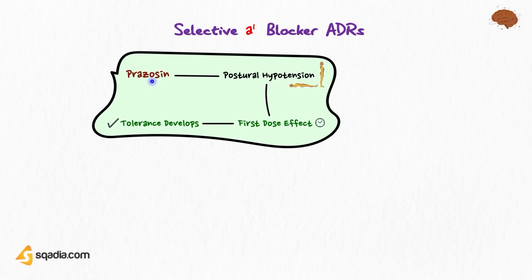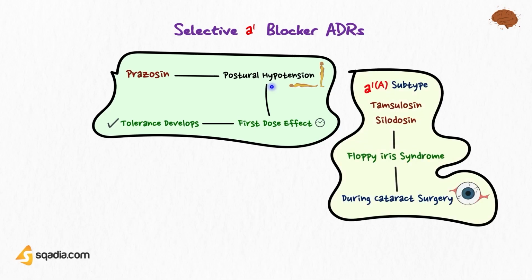Now, prazosin causes postural hypotension, which we already discussed, due to alpha-1 receptor blockade. Within the first few doses, it causes postural hypotension, also known as the first dose effect. But if we use prazosin or terazosin continuously, tolerance develops and postural hypotension doesn't occur. To prevent postural hypotension, as we already discussed, we use the alpha-1A subtype.